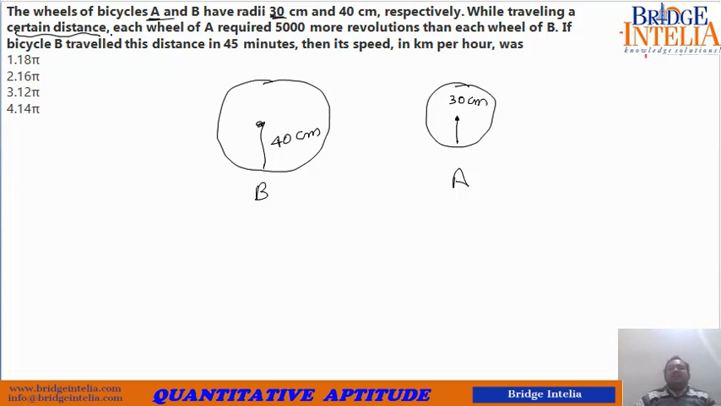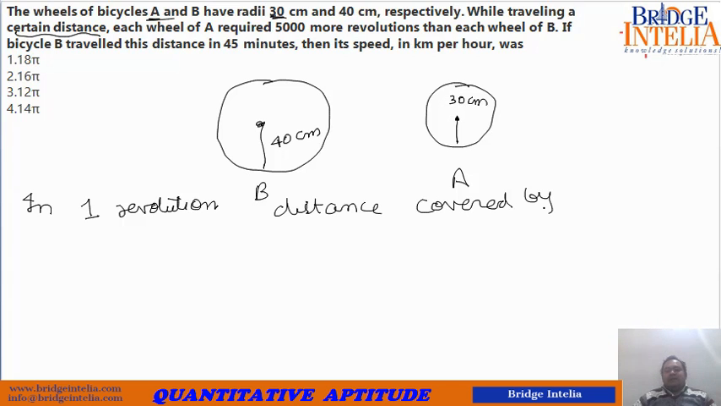While traveling a certain distance. So by the way, what is the distance covered by a wheel in one revolution? In one revolution, because wheels are given to take vehicle forward. So in one revolution, distance covered by a wheel is equal to its circumference.